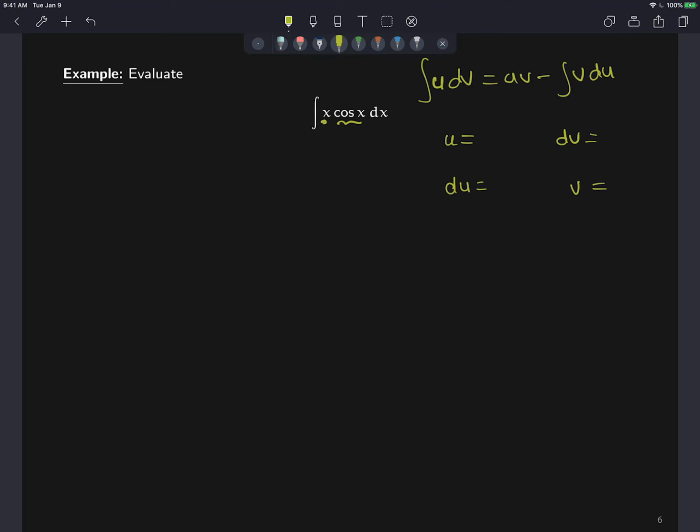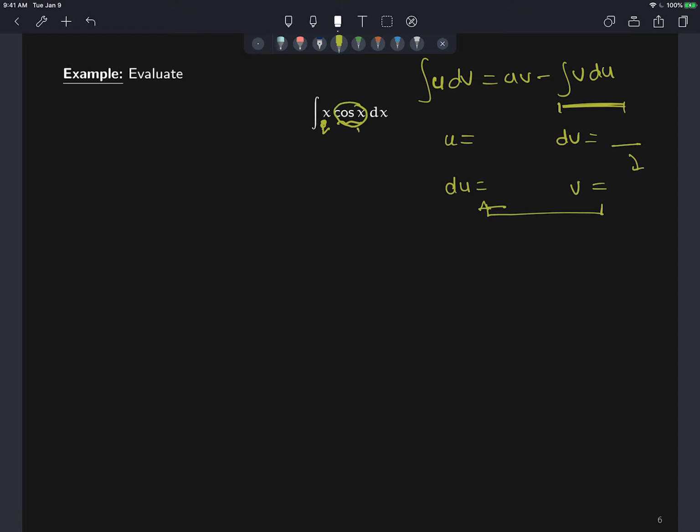So if I choose the u to be cosine x, its derivative is going to be sine. And if I did that, then my x would have been my dv, and when I integrate, I have x squared over 2. And when I integrate the second part over here, my new integral is going to be a product of these two guys, which is going to be x squared times sine. So it got more complicated.